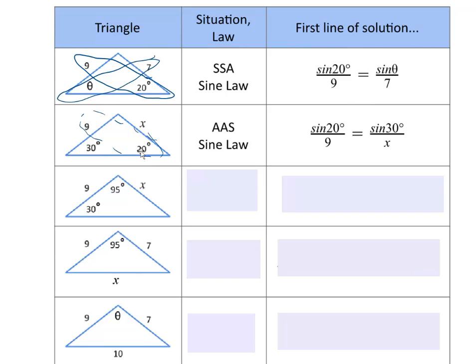Sine 20 over 9, right? Because those are our opposites. And then sine 30 over x, because those are our other opposites there. So the other opposites are right here.